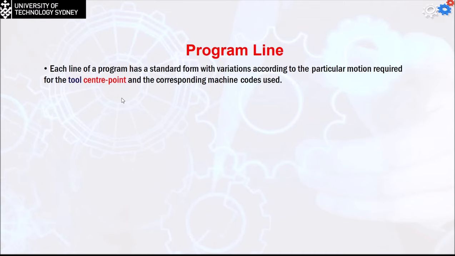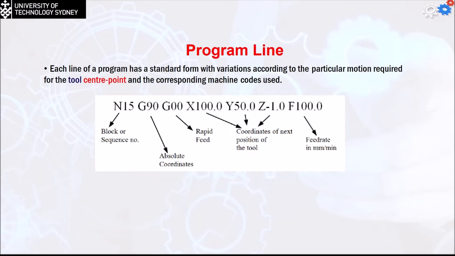The program line, we said that each line of the program has a standard form with variation according to the particular motion required for the tool, or specifically we are going to define what will be the path of the center point of this tool, and corresponding machine codes are going to be used. And this is an example of the program line we are going to have, or what we call the block. As you can see here, the first thing is going to be the N, which defines what the block or the sequence number is.